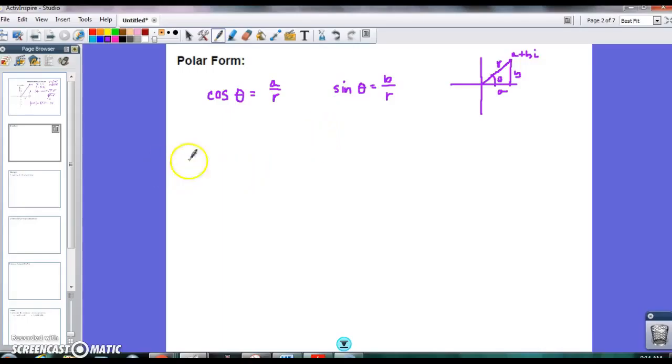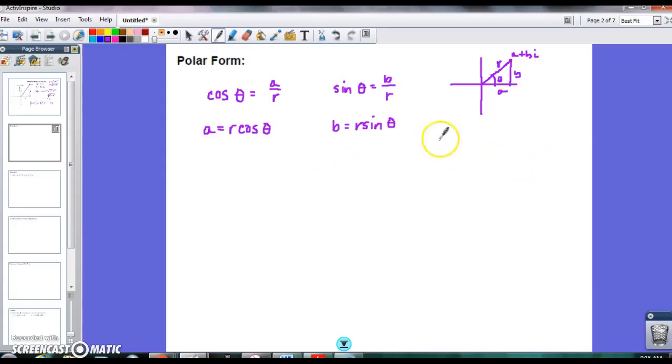Okay, and so what we can do with that is multiply both sides by r, so we end up with a is equal to r cosine theta, and here we end up with b is equal to r sine of theta. So these should look familiar. Before we had complex numbers, when we just had rectangular, we had x is r cosine theta and y was r sine theta. Same idea, except instead of the point xy, we have the complex number a plus bi. So instead of this distance being x and this distance being y, it's a and b. Okay, so it's really the same idea, stuff that we've done before.